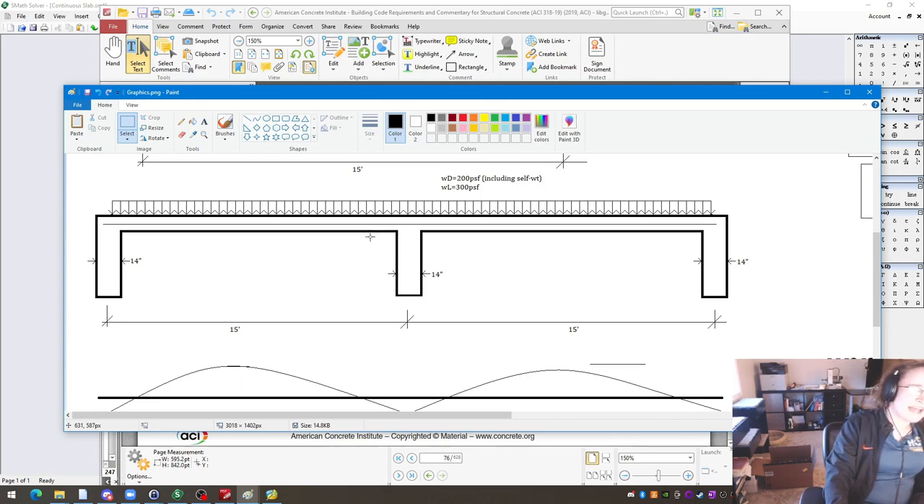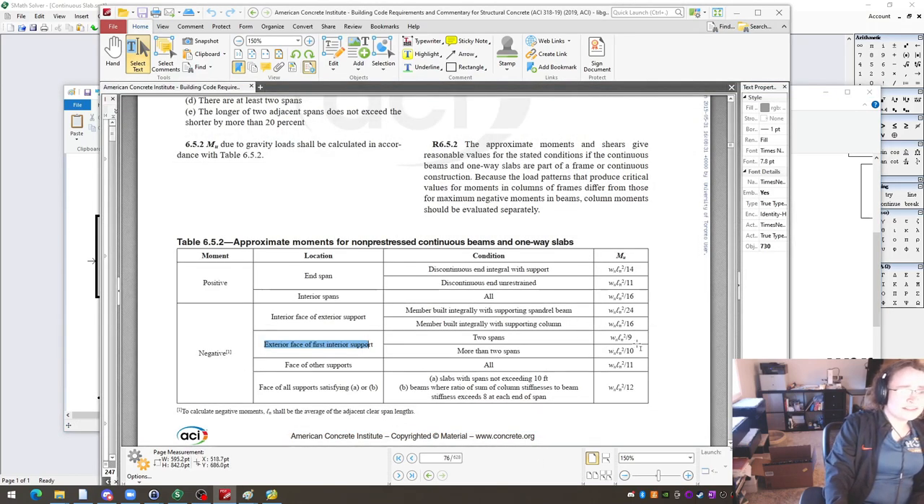So that means at this location in this continuous slab here, we would need to be able to resist W ln squared over 9. So for the, let's see.